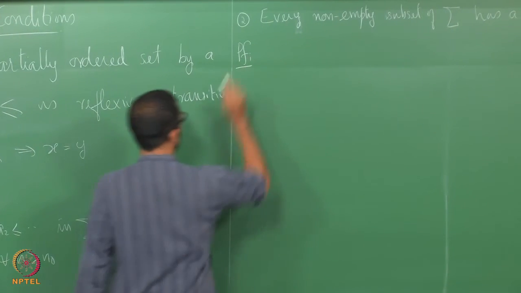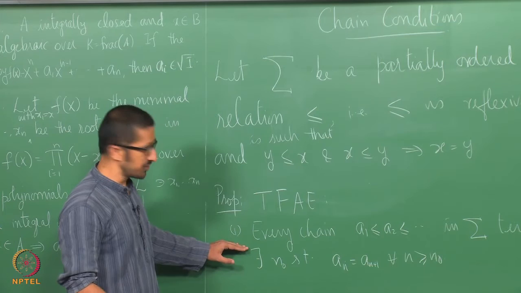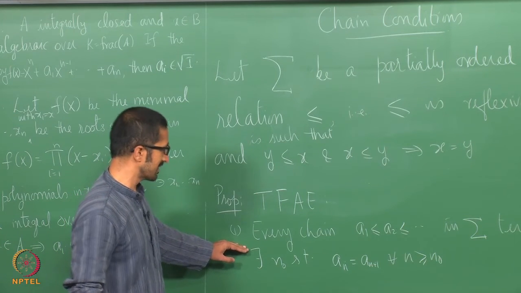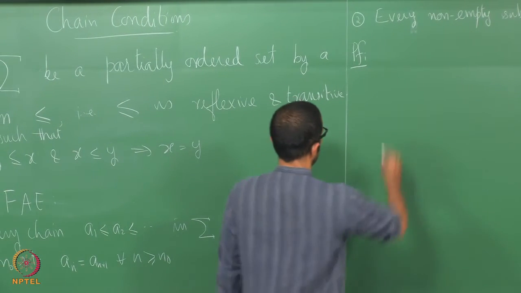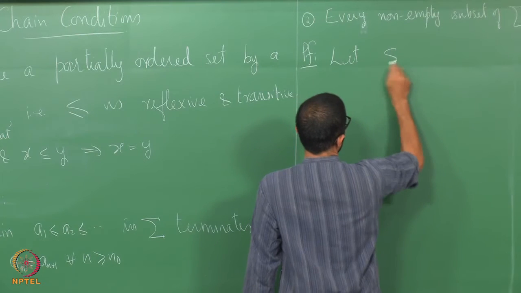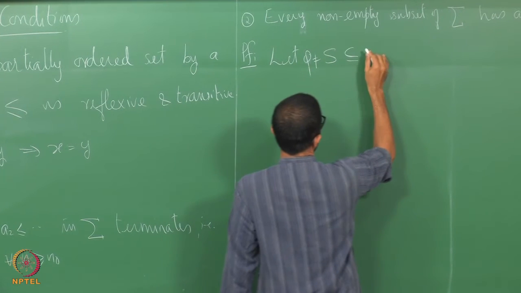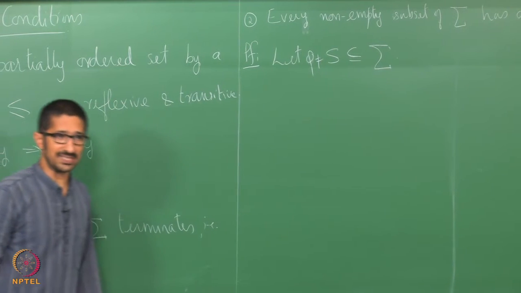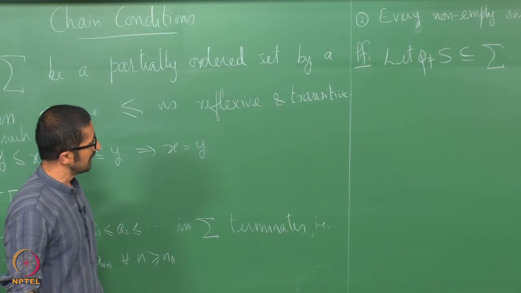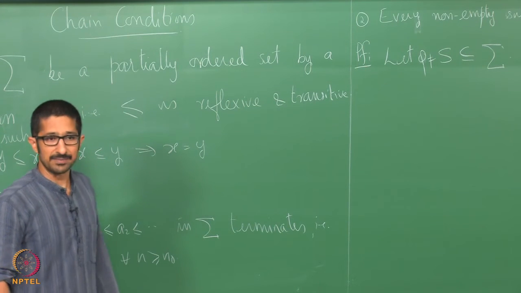So, this is fairly straightforward, but let us look at the proof. Let us assume that every chain in sigma terminates, and let us try to prove every non-empty subset has a maximal element. So, let us take S to be a non-empty subset of sigma. I want to say that this has a maximal element.